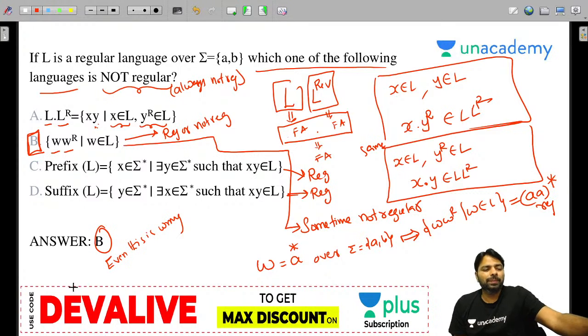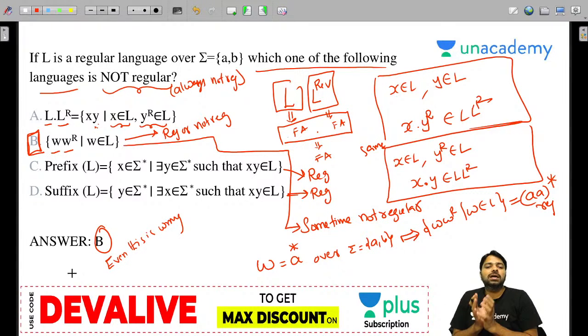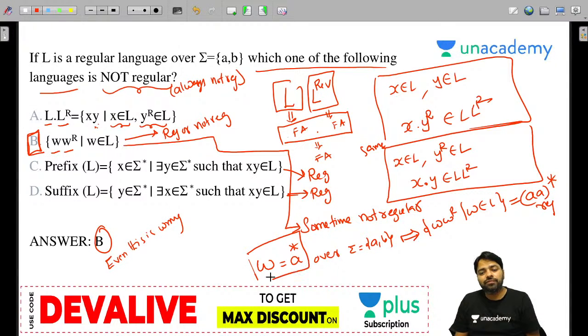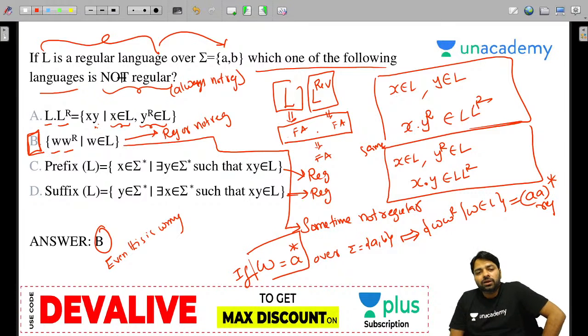I don't know how many people understood. Blindly everybody answers this question, but as per the TOC concepts, option B is also wrong. That is only possible to be not regular sometimes only. But if W is equal to A star, this becomes regular. A star is also a regular language over A comma B.